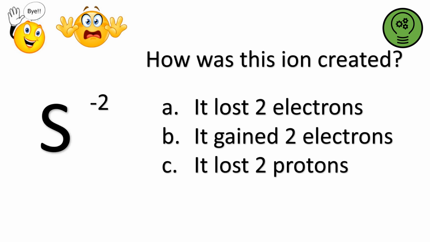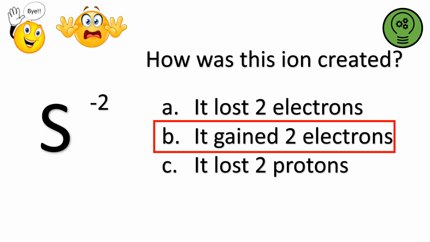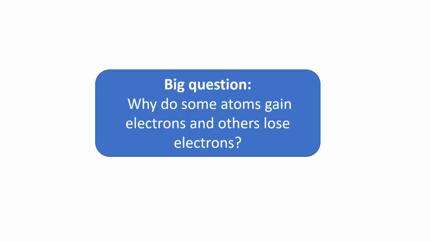Okay, so how was this ion created? Well, it's -2, so it's gained 2 electrons, or gained 2 negative electrons. Okay, so let's move on to the next question.